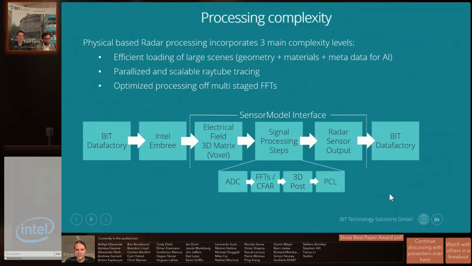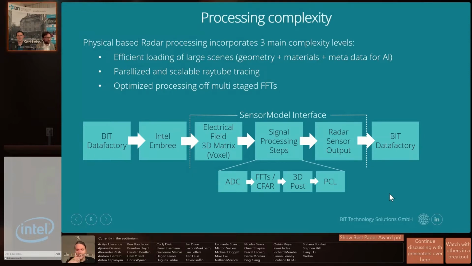Basically, the first thing you have to do is to place the objects in the scene, and you have to load them in a very efficient way. Not only the geometry, but you should also be very careful with the metadata for AI and to apply the correct material matching. It's a very important task. Now that you have your 3D scenarios, you can shoot the ray tubes all over the space, follow them, and recollect them at the receiving antenna.